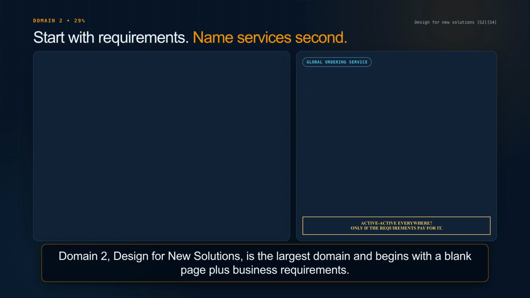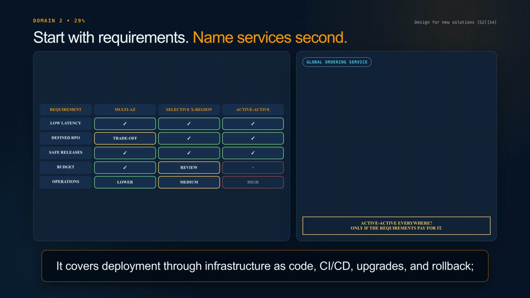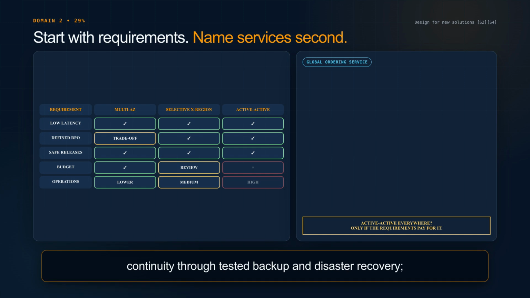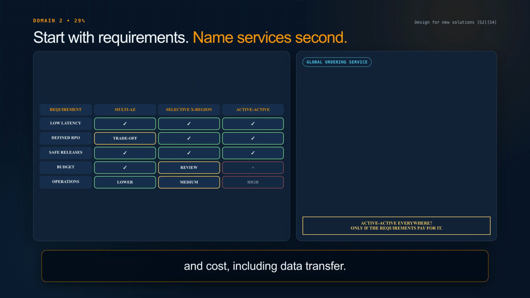Domain 2, Design for New Solutions, is the largest domain and begins with a blank page plus business requirements. It covers deployment through infrastructure as code, CI/CD, upgrades, and rollback, continuity through tested backup and disaster recovery, security controls, reliability and failover, performance choices such as caches, replicas, storage, and purpose-built databases, and cost, including data transfer.